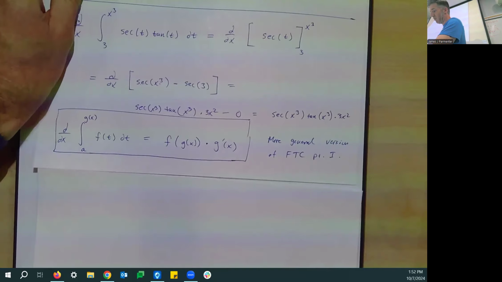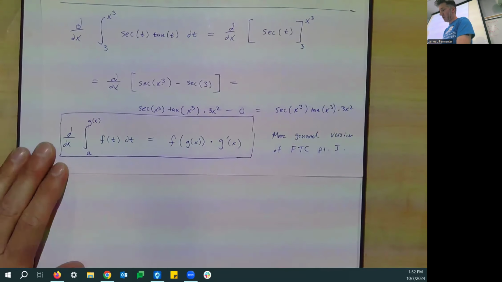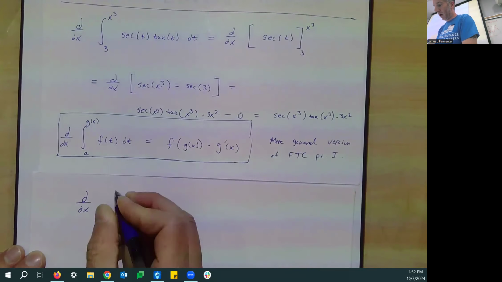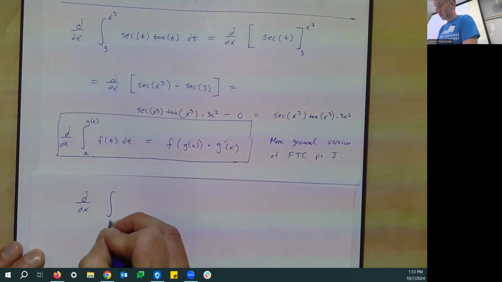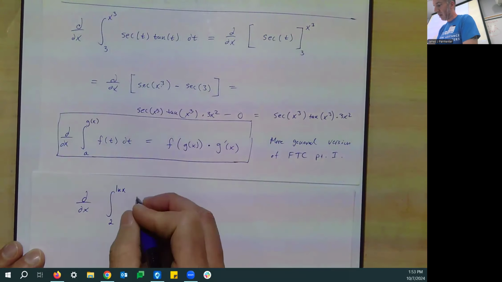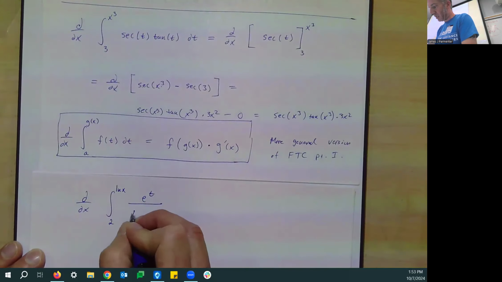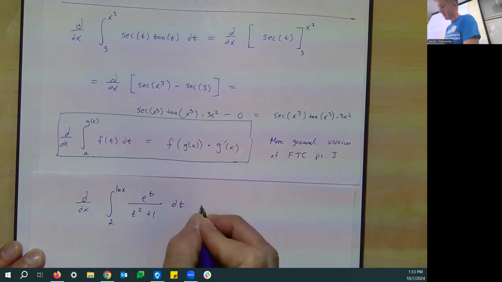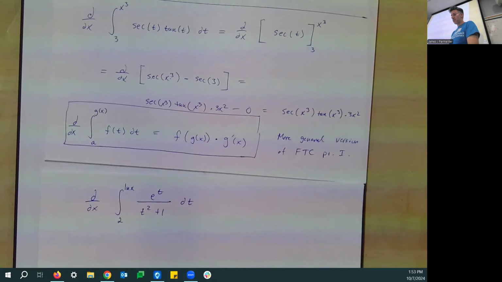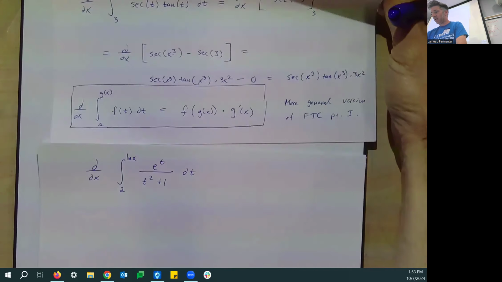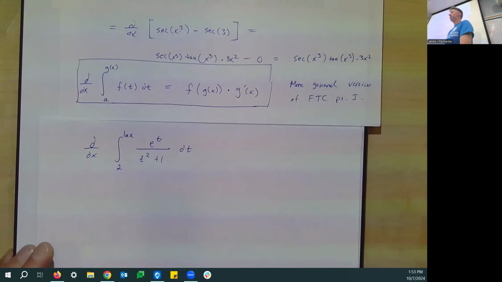So for example, someone could ask us to find the derivative of the antiderivative from 2 to the natural log of x of e to the t over t squared plus 1 dt. Again, probably a function that can't actually be anti-differentiated. We don't have to be able to anti-differentiate it.